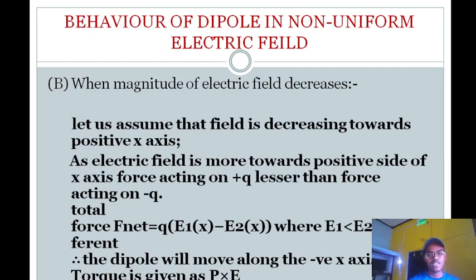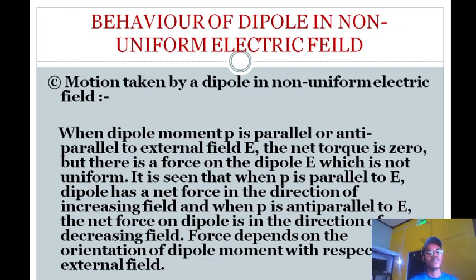When magnitude of electric field decreases, let us assume that field is decreasing towards positive x-axis. As electric field is less towards positive side of x-axis, force acting on plus q is lesser than the force acting on minus q. So total force F net equal to q(E1x minus E2x). Here E1 is smaller than E2, they are different. Hence, the dipole will move along the negative x-axis. Torque is given as P cross E.